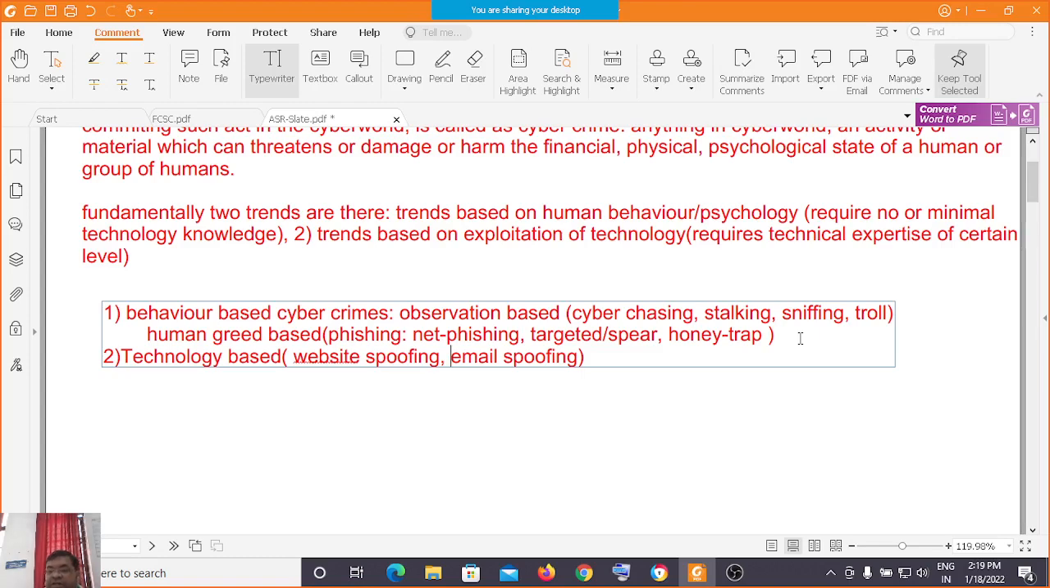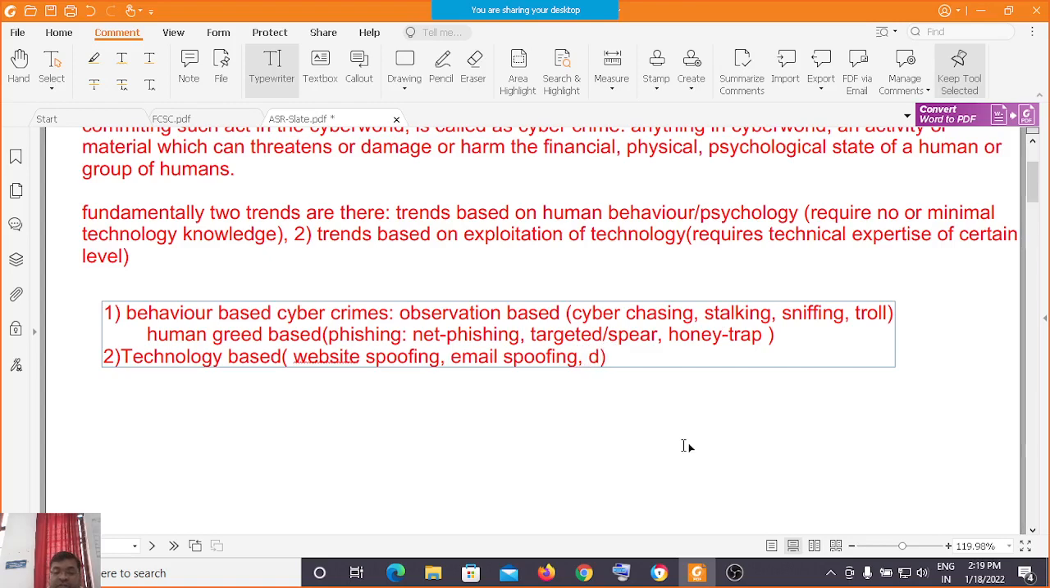Now this friend's account is not your friend's account; it is the account of the person who actually spoofed that email. To spoof the email, you require technological knowledge, generally computer programming knowledge, for sending such spoofed emails. So this is a technology based cyber crime.